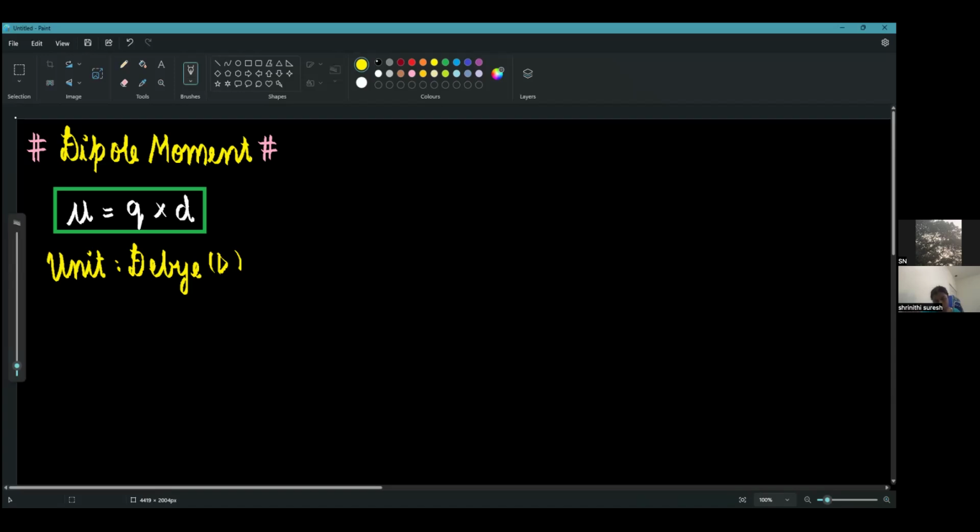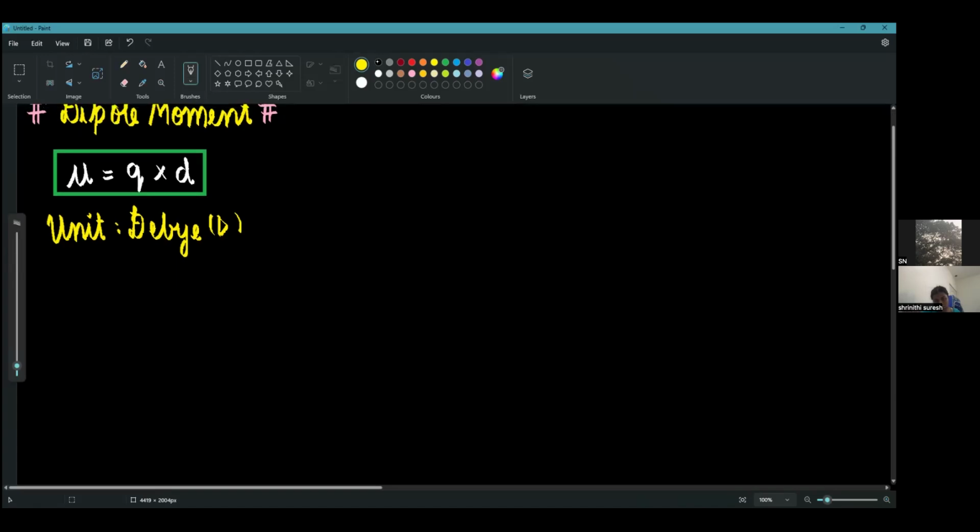Now, the dipole moment is a vector quantity, and its direction is always directed towards the more electronegative atom. This is the representation of a dipole moment. Dipole moment is represented like this.